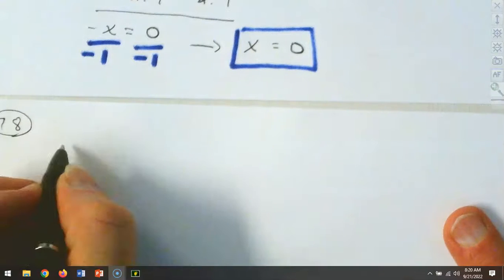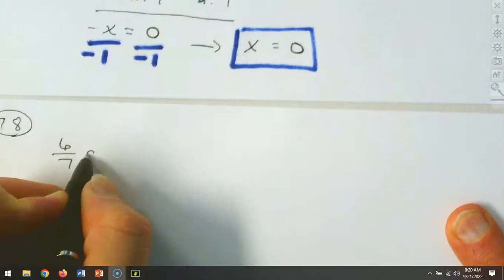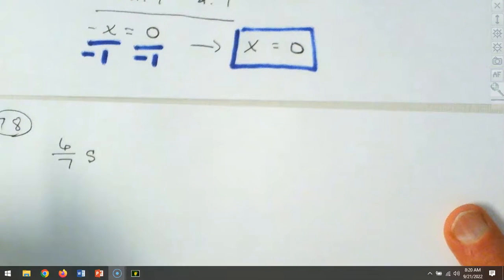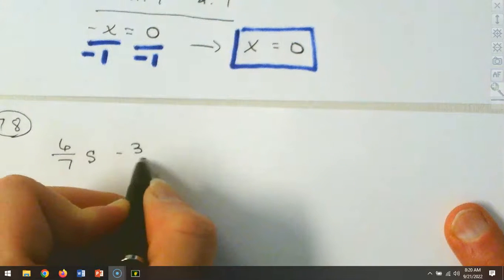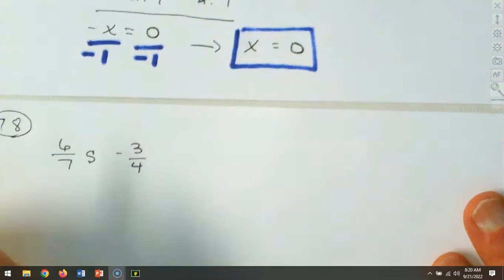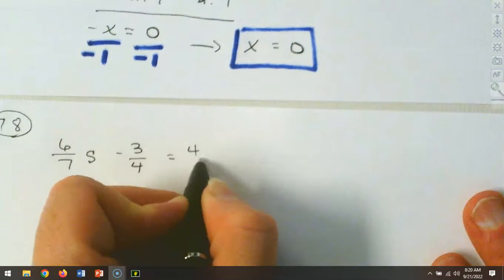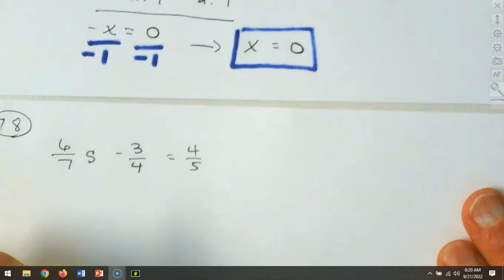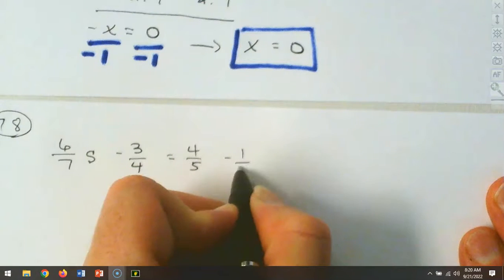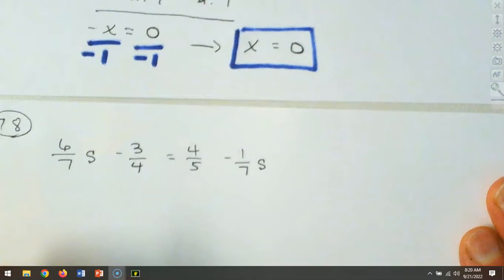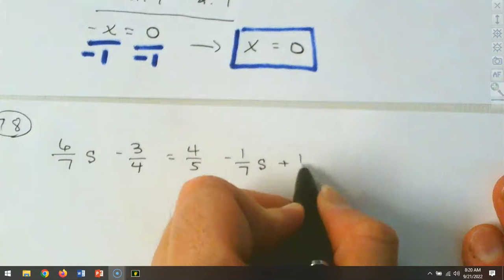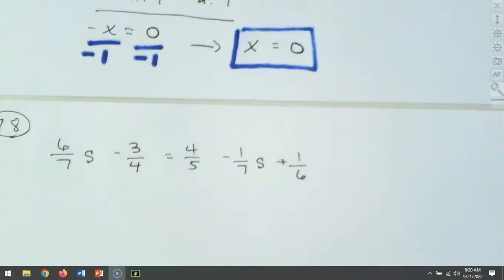So question 78, again, this one has fractions. s equals the 4/5 there, minus 1/7 s, plus 1/6.